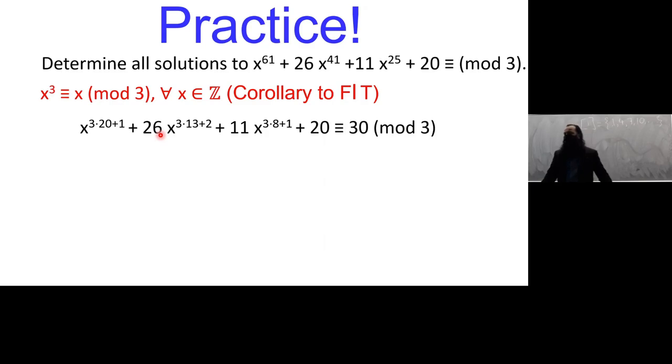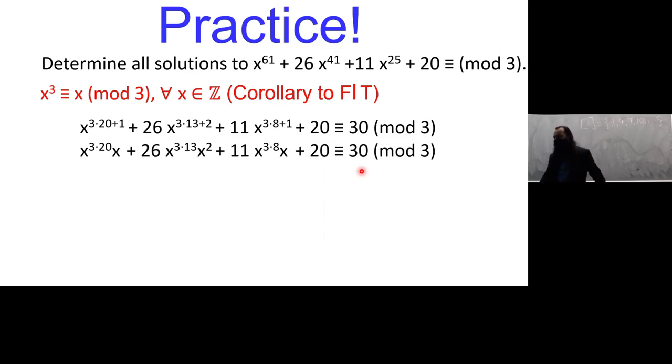We start with this equation. X to the 61 is x cubed to the 20 plus 1. 3 times 20 plus 1, that's 60, 61. X cubed to the 13 plus 2, that's 41. X cubed to the 8 plus 1, that's 25, okay? Now, x cubed is congruent to what? X. X cubed is congruent to x. Okay, I'm just using the laws of exponents. I have something to the exponent, something plus 1. The plus 1 is like multiplying by x. So that's what I've done here.